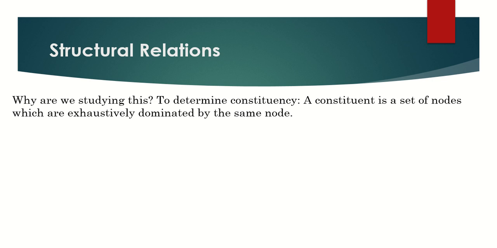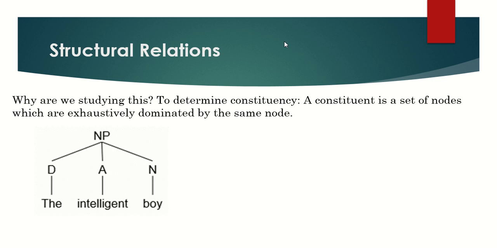Now, why are we studying this? To determine constituency. A constituent is a set of nodes which are exhaustively dominated by the same node. So here, the NP, the intelligent boy, is a constituent. Why? Because the NP exhaustively dominates the three nodes under it, which are D, A, and N.